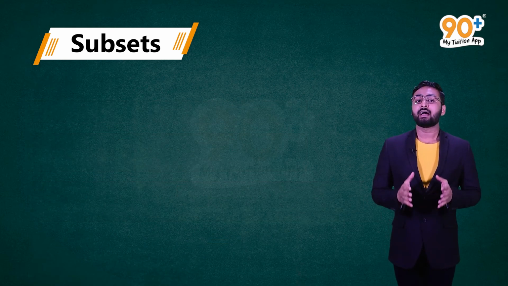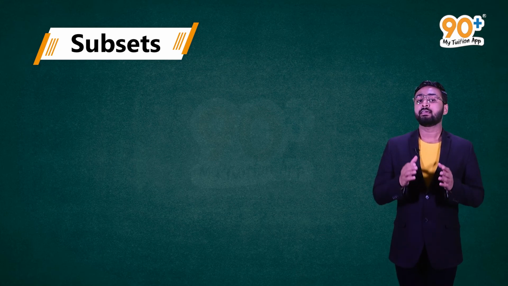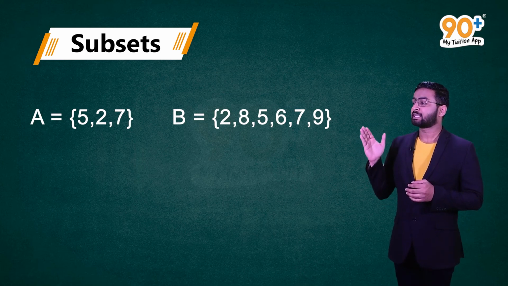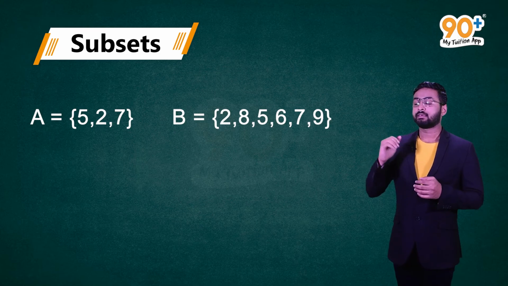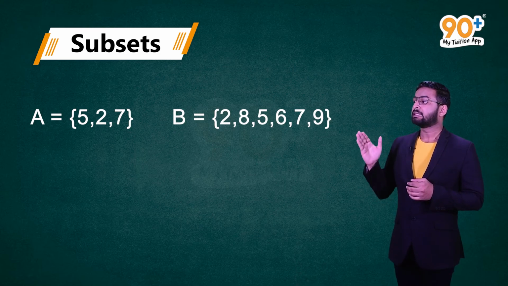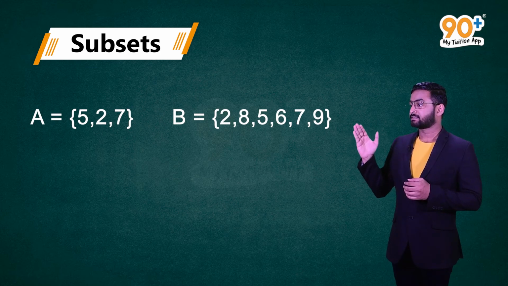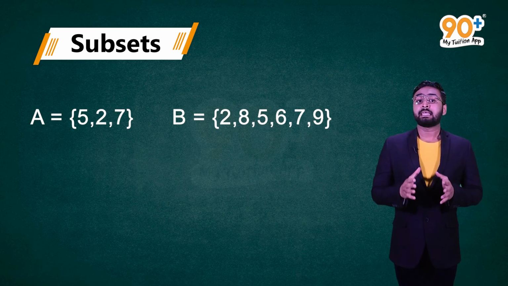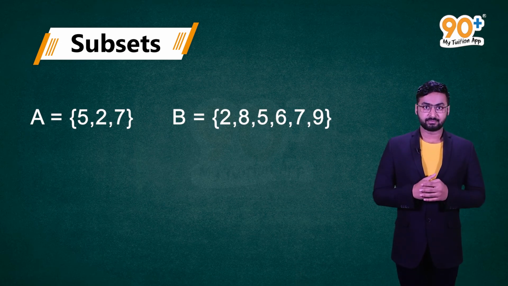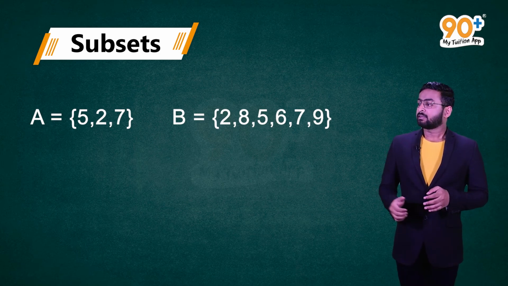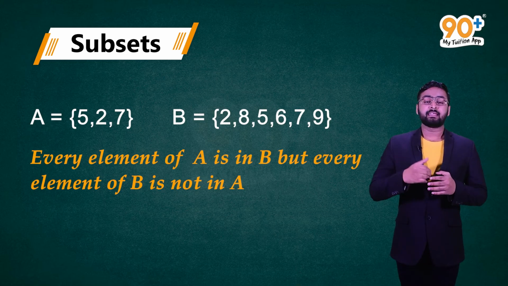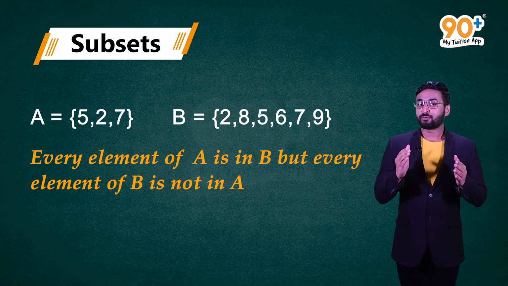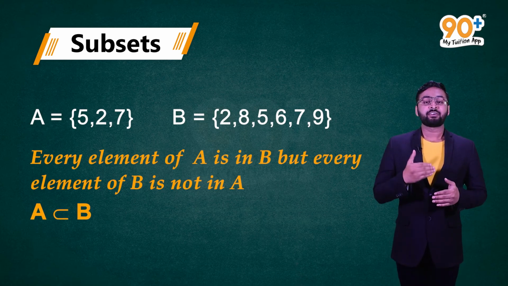Now, let's take a look at some examples for better understanding. Here are two sets A and B. A equal to set of 5, 2, 7 and B equal to set of 2, 8, 5, 6, 7 and 9. From looking at these two sets, can you tell me if one set is the subset of the other? We can see that every element of A is an element in B, but every element of B is not an element of A. So we can say A is a subset of B.